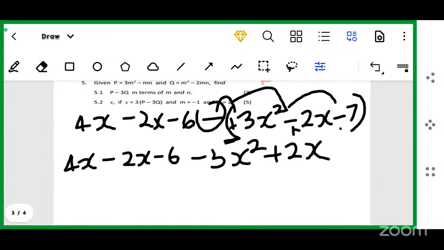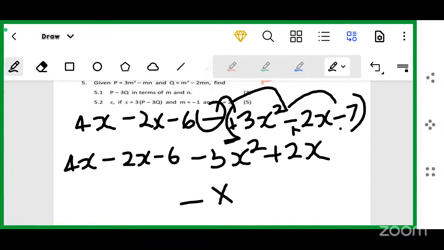So what is negative multiplied by negative 7? Positive 7, correct. So we write our final term as positive 7. Do you see like terms there? Any like terms? Which ones?